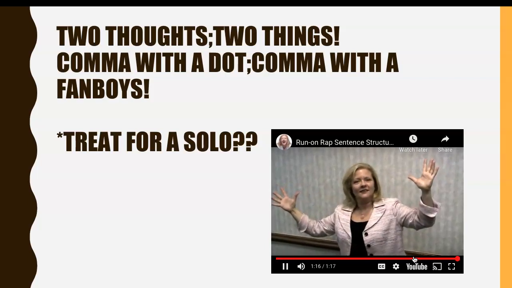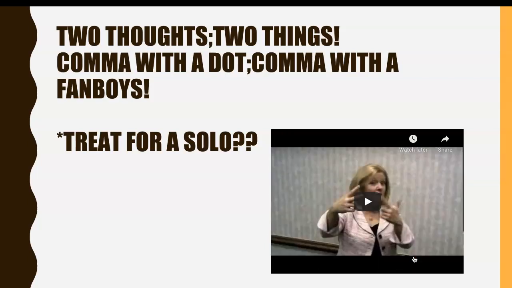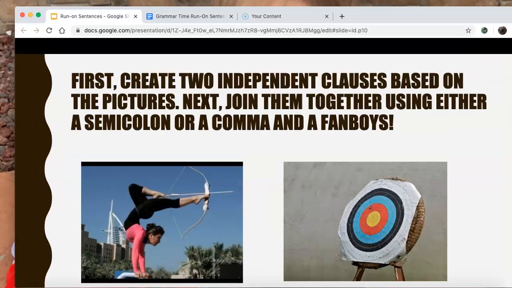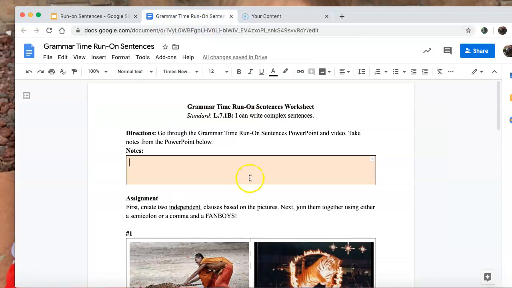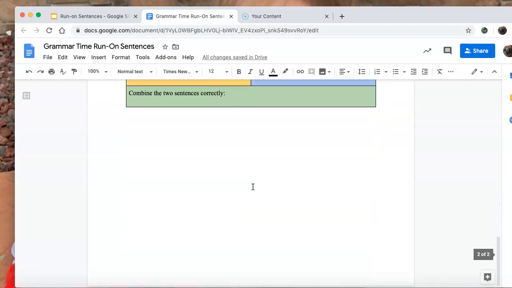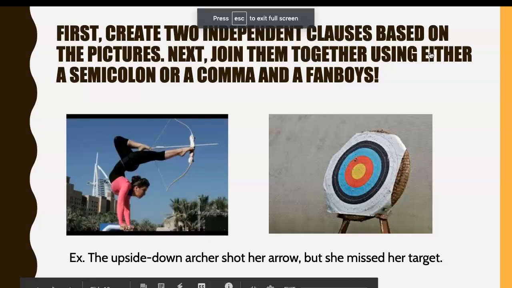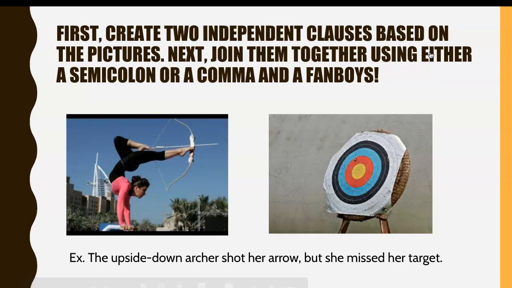I mean, how can you not sing and dance along to that, right? So here's what you're going to do. If you go back to your worksheet, you will see it is riddled with fun little pictures. I'm going to give you two pictures, and you are going to write a complete sentence about both pictures and then combine them together, either using a semicolon or a comma and a FANBOYS. It's up to you however you want to do it, but it's to show us that you know what you're doing.